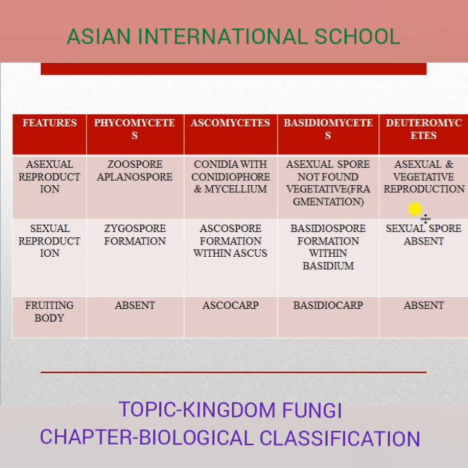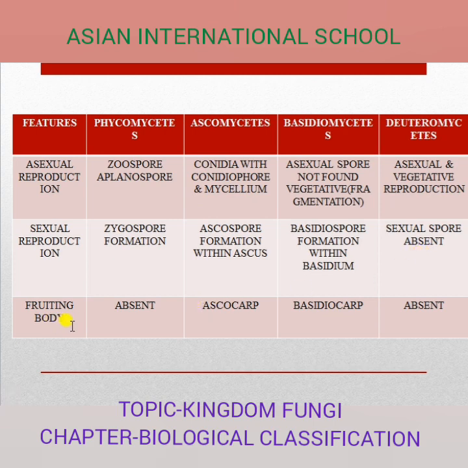That's why Deuteromycetes are commonly known as fungi imperfecti. Previously I just told you this term, but why it is imperfect is discussed in this point: sexual spores are absent. That's why they can't perform sexual reproduction, so they can only perform asexual reproduction. That's why they are fungi imperfecti.